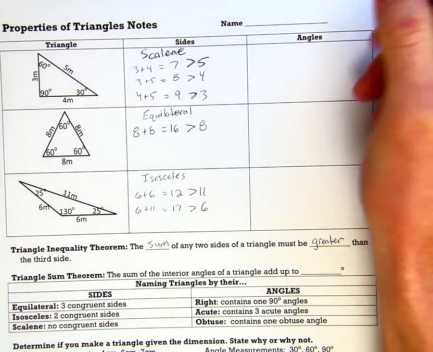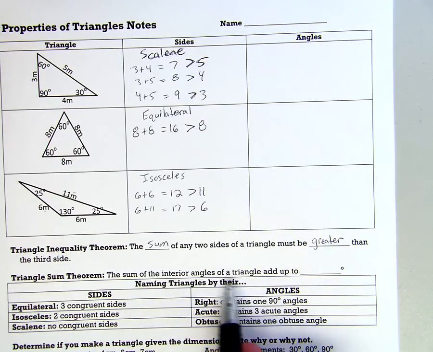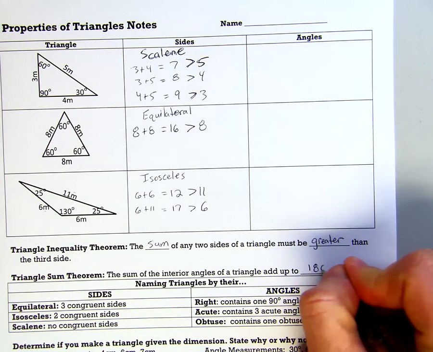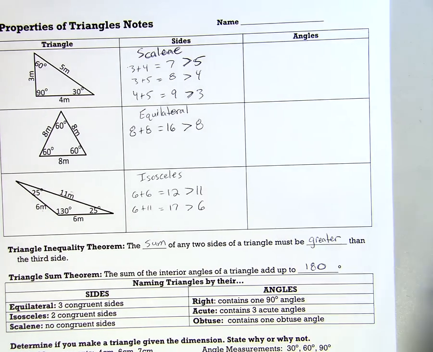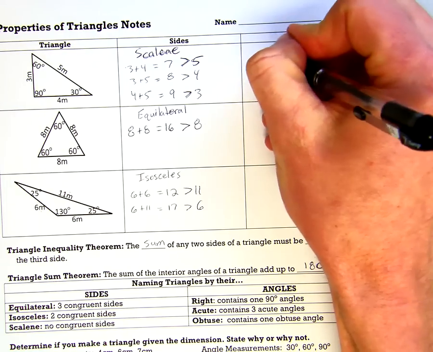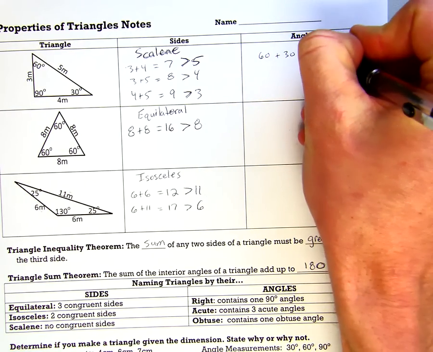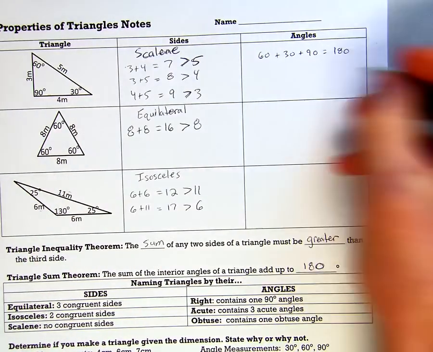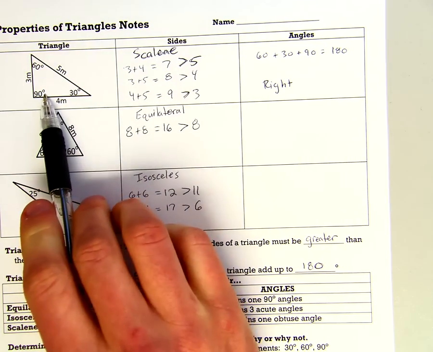Okay. Whenever we have a triangle, the sum of the interior angles of a triangle always has to add up to 180 degrees. That's our rule. That's our triangle sum theorem. Okay. So we can check that by doing 60 degrees plus 30 degrees plus 90 degrees, and yes, it does equal 180 degrees. Okay. This triangle right here, we call this a right triangle because one of the angles is a right angle.